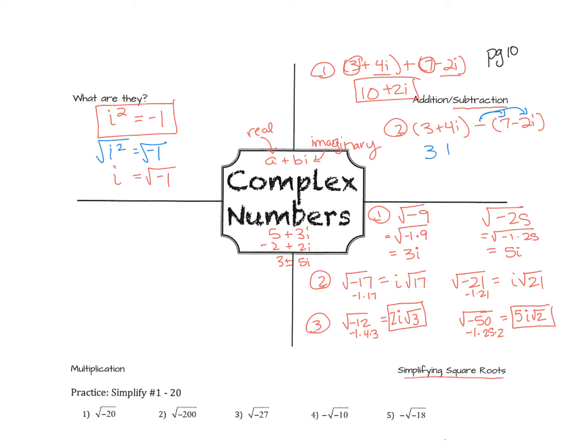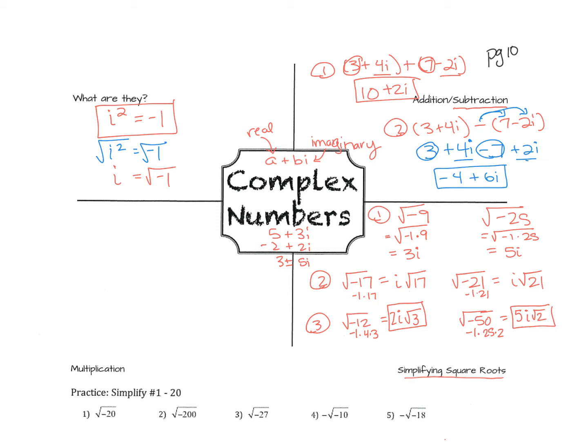So what do I mean? Rewrite your 3, rewrite your plus, rewrite your 4i, and now distribute your negative. -1 times 7 is -7. -1 times -2i is plus 2i. Notice I have dropped my parentheses so I don't accidentally multiply these. So now, again, I combine my like terms, my 3 and -7, and my 4i and my plus 2i. So I get -4 plus 6i.